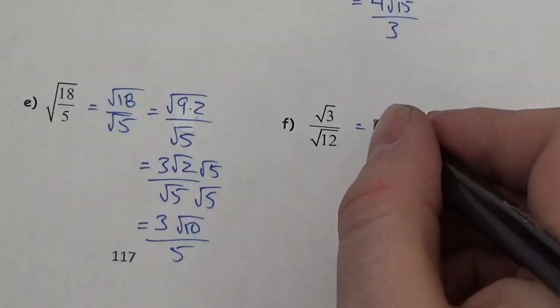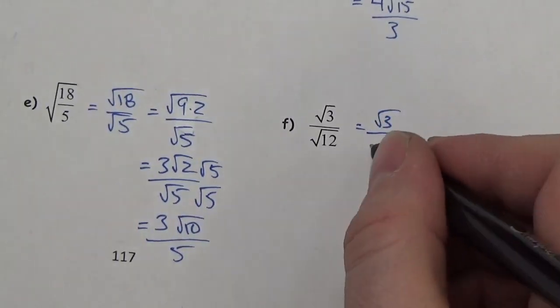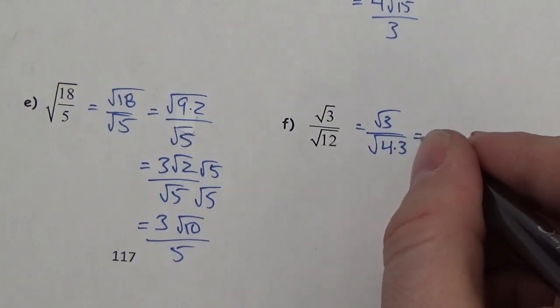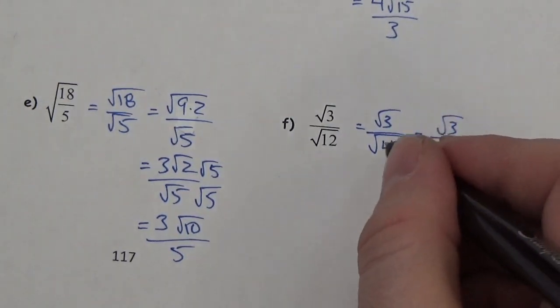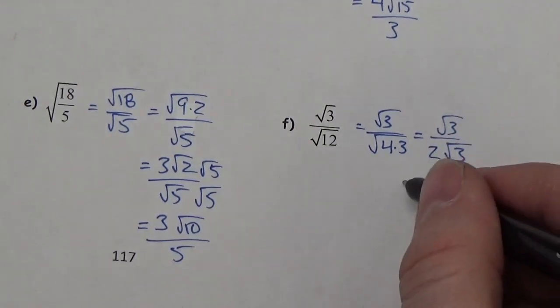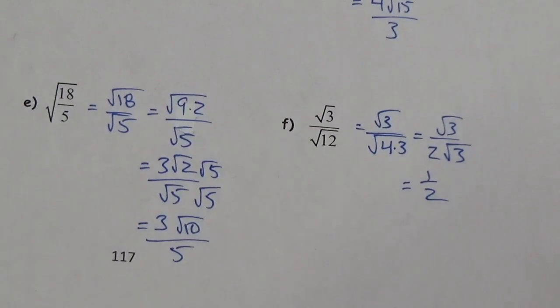With this one right here, I've got root 3 over, well, let's simplify the root 12 here. So that's going to be 4 times 3. And then the square root of 4 is 2. I can take that out, and I'm left with a root 3 there. And actually, this is wonderful. Those just cancel. And so you're left with 1 over 2.